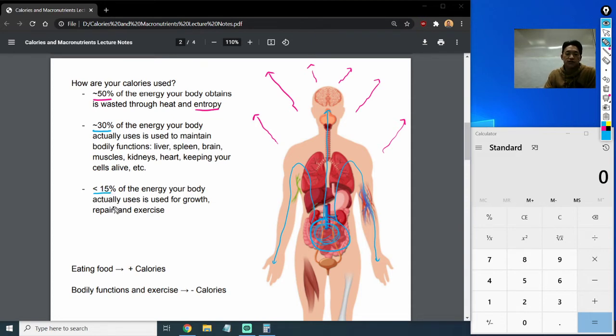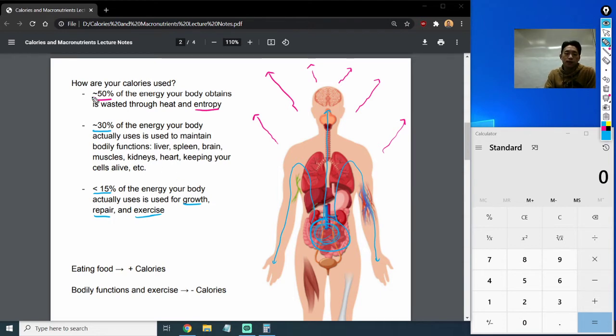And less than 15% of your energy is used for things like growth, to repair parts of your body, like when you get hurt or even when you don't get hurt. Your body constantly needs to repair itself just from the breakdown of living, and for exercise. So that's why a lot of you athletes, when you exercise, notice you get more hungry, and it's because your body has used more calories. Obviously, it's used more energy, and so it needs to replenish that through more food.